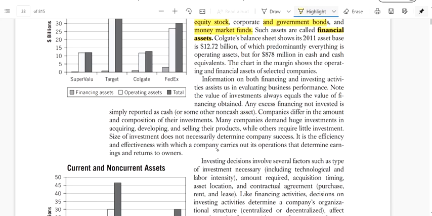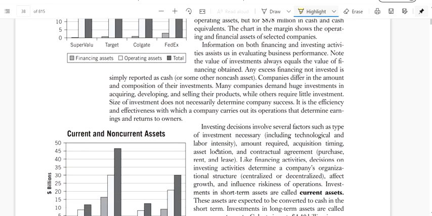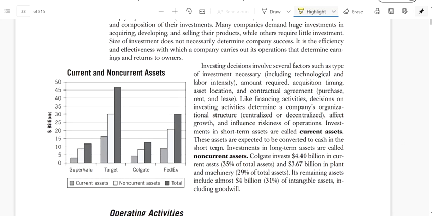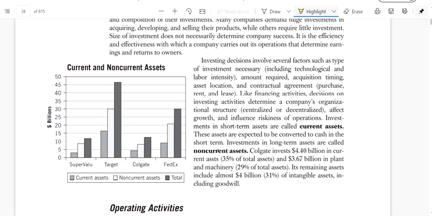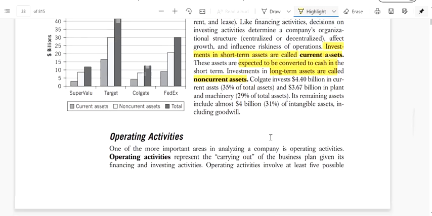Okay, and then next yang you perlu tahu is, okay, investment in short terms asset are called current asset. You tahu dah ni. Okay, expected to be apa itu non-current asset and current asset. Semua tu berada dalam investing activities.